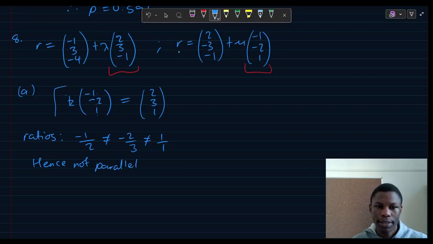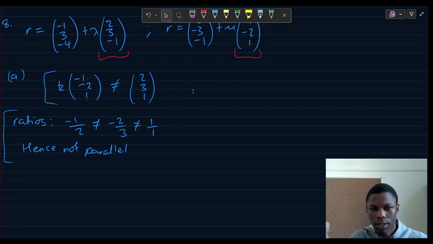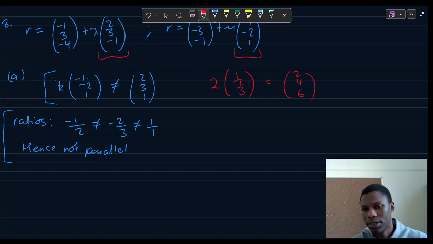You can use either this argument, should have put a not equal to sign there, or you can use the ratios argument. The ratios is a stronger argument because if these are scalar multiples, for example, if you've got 1, 2, 3 and 2, 4, 6, right? These are clearly scalar multiples. I should have written 2 times 1, 2, 3 is equal to 2, 4, 6.